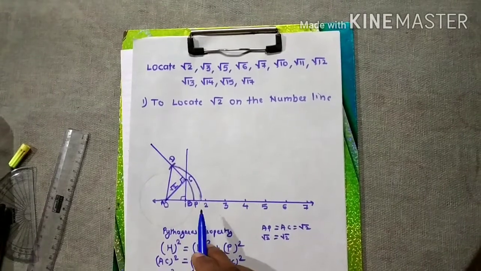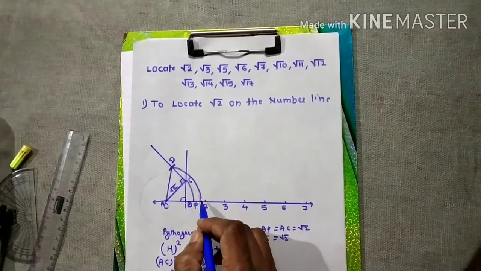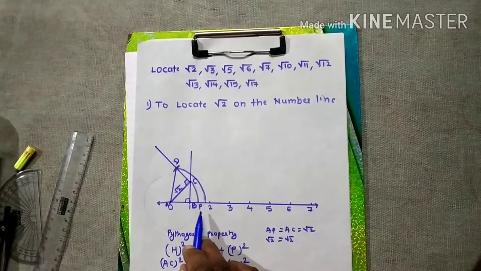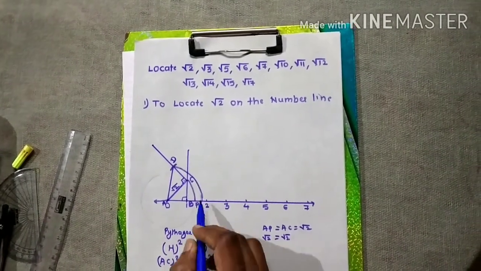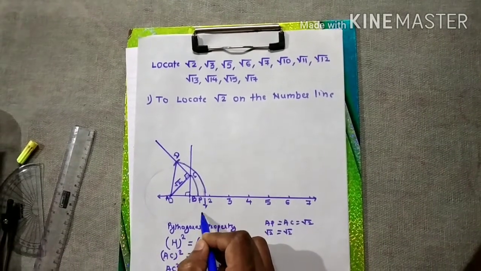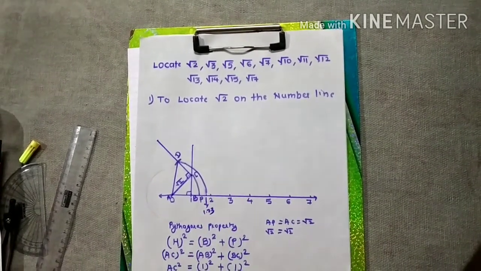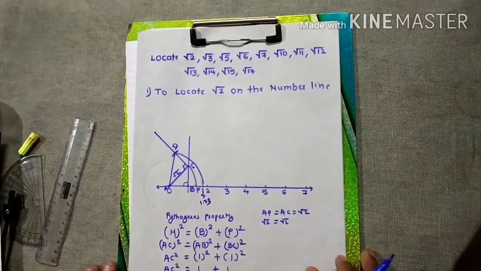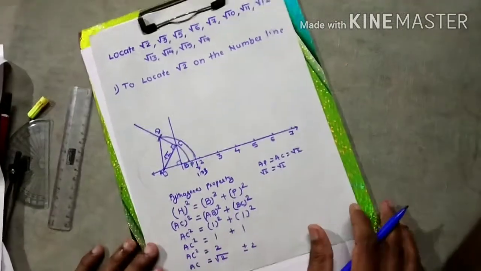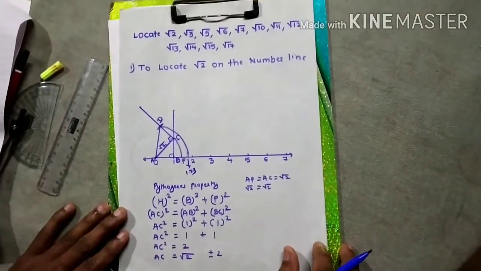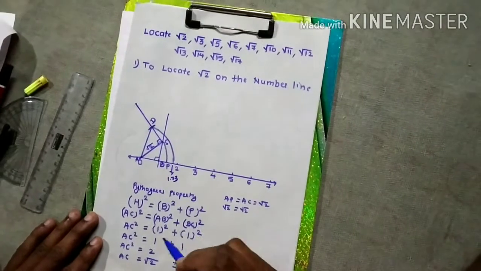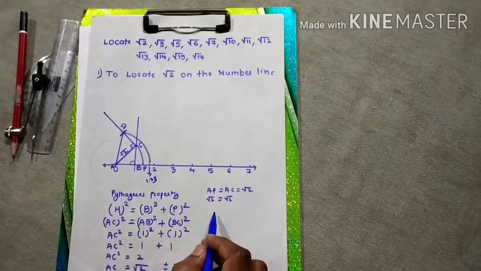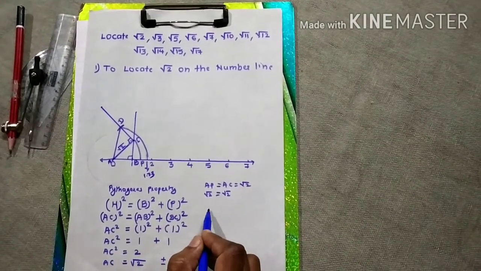Value of root 3 is 1.73. So this 1.73 comes between 1 and 2. So this is 1.73. So let us prove how we got this root 3 by using the Pythagoras property. Let us prove how we got this root 3.